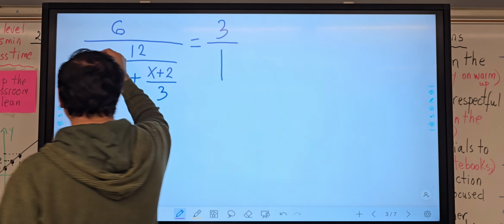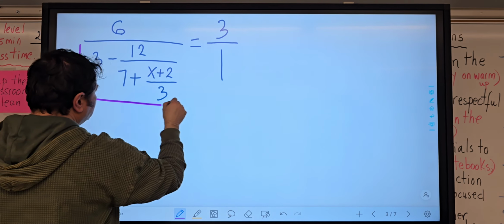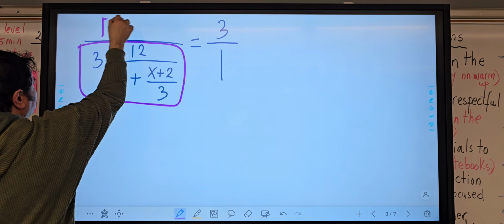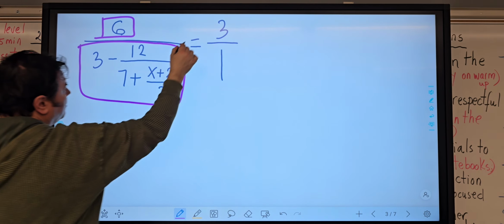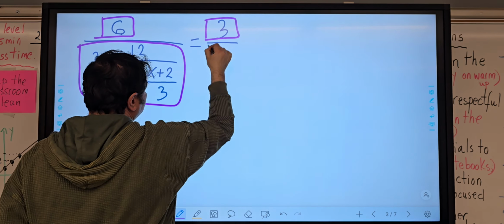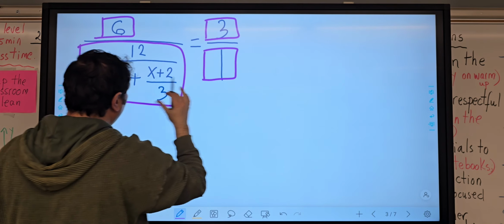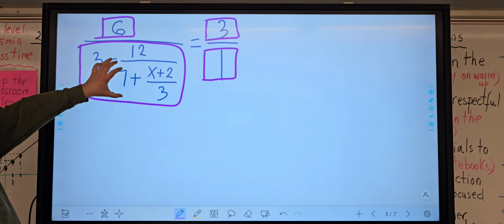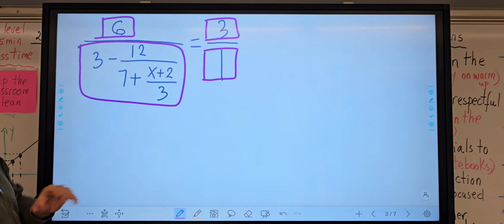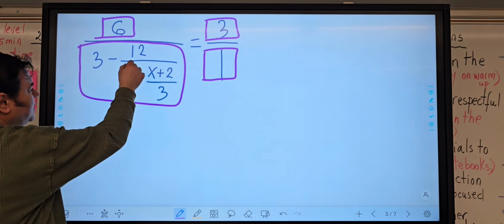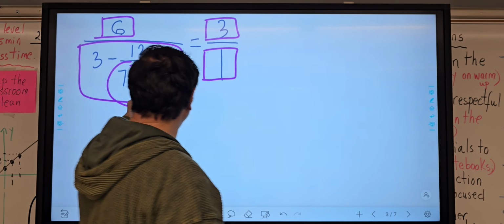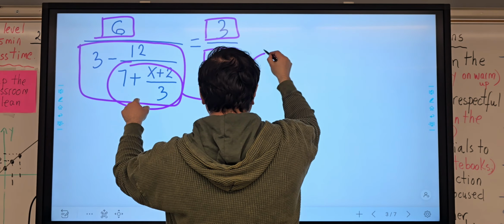Now we are going to solve this box, this denominator. Here we have the 6 is great. That's the numerator. We have another numerator that matches and another denominator. So our goal is to solve this big box and bring whatever we simplify after we solve this back into that box and get the answer. But first, let's solve 7 plus x plus 2 over 3. Let's see what we get if we do that.